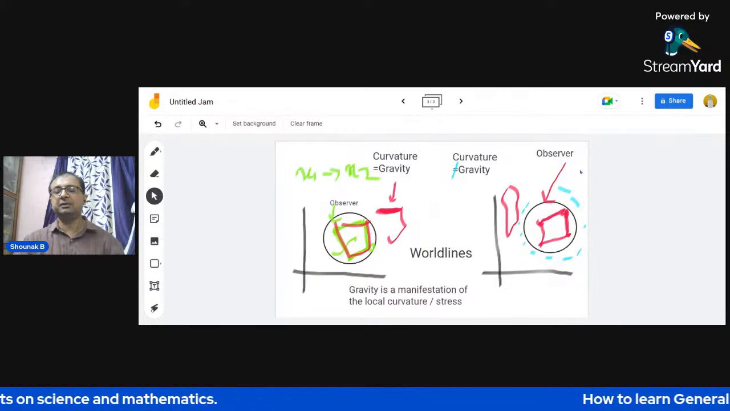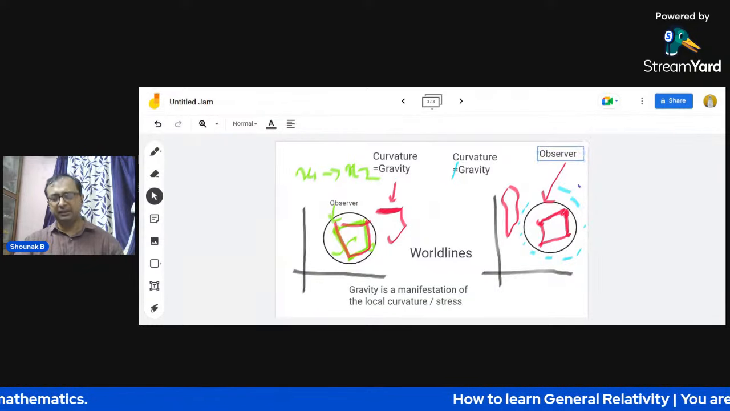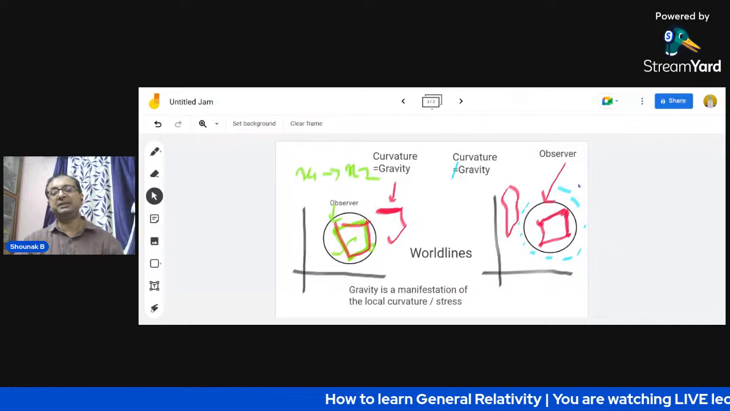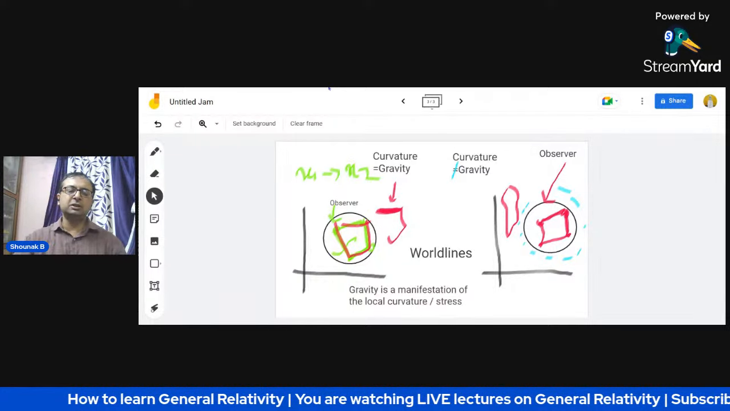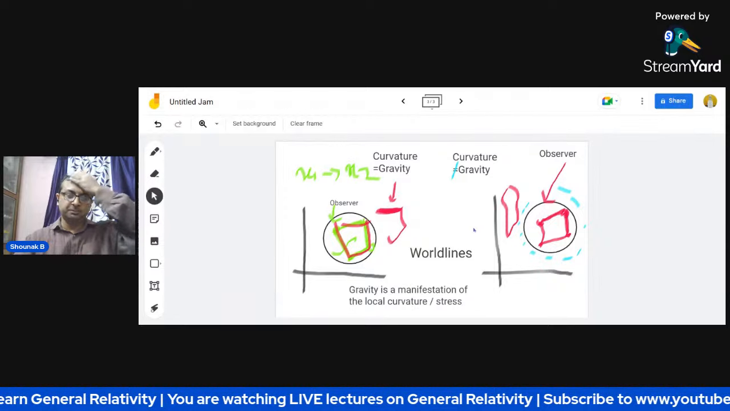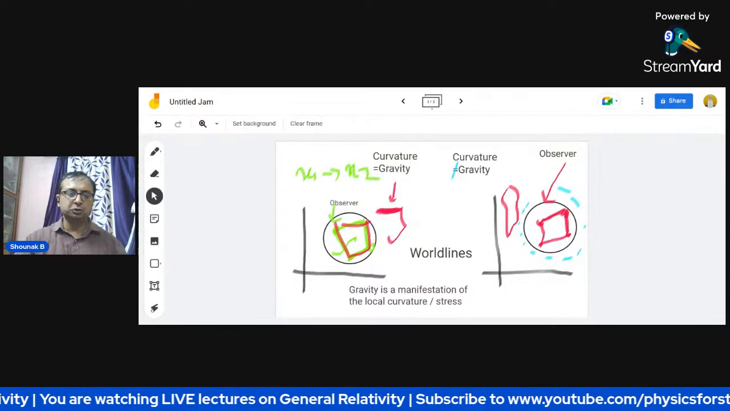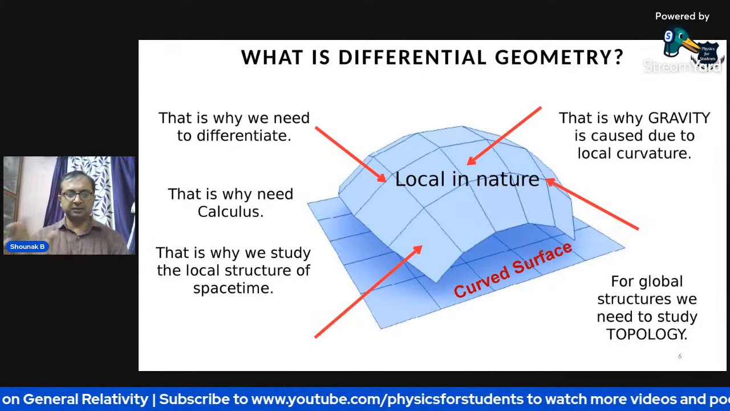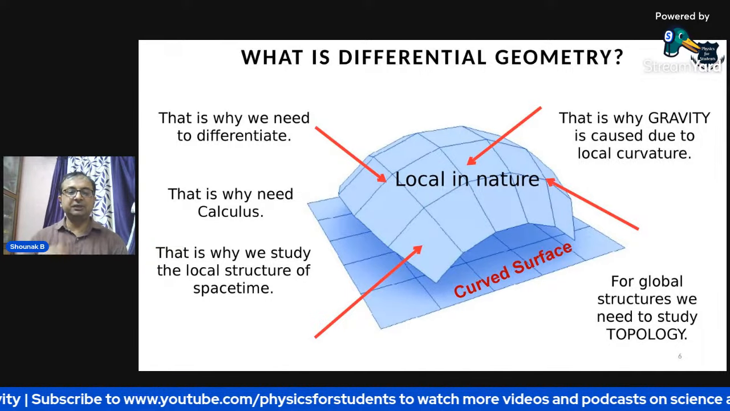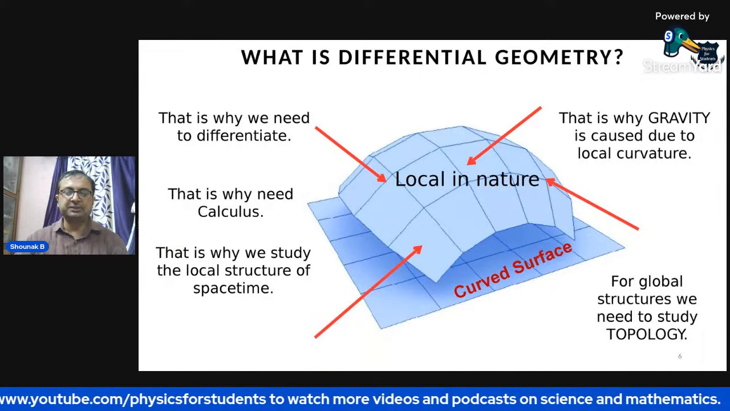And we know that gravity is what is called a covariant law of nature. That means it would be the same for all observers. So that is why the concept of differential geometry becomes so very important, that we need to consider those local curvatures. Now, if you see this part, the understanding will become easier. That is why we need to study the local structure of space, time, etc.